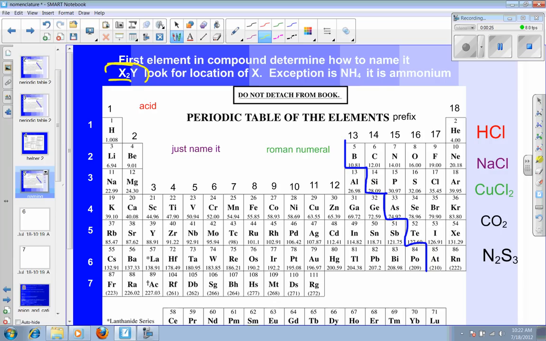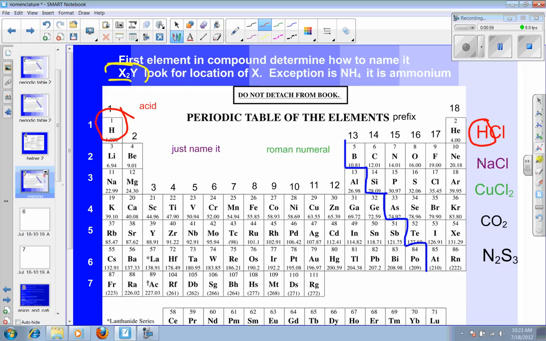If the X is hydrogen, then I know that my compound is an acid. So if the first element is an H, then I know it's an acid, and I name the compound using the rules for acids, which you'll find on that handy helper page. If we look over here, HCl starts with an H, so that's an acid. On the rules, we find it's binary, and we name it hydrochloric acid.